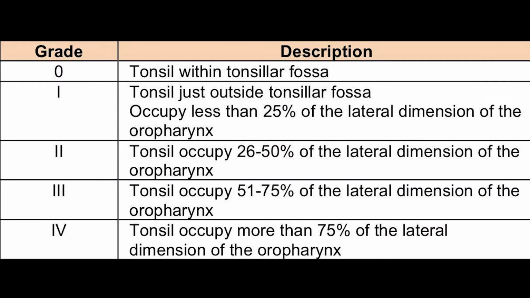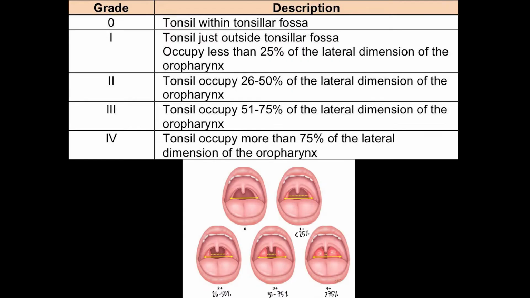And to evaluate the tonsil size, the Brodsky scale may be used. A grade of 0 is given when the tonsils are entirely within the tonsillar fossa, whereas grades 1 to 4 are given when the tonsil is outside the fossa, depending on how much of the oropharyngeal width is being occupied.